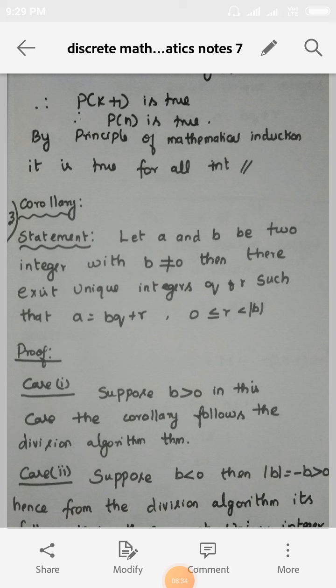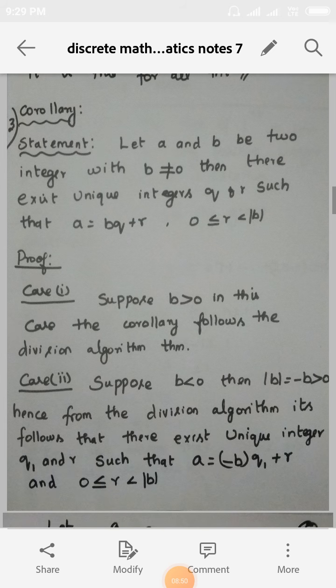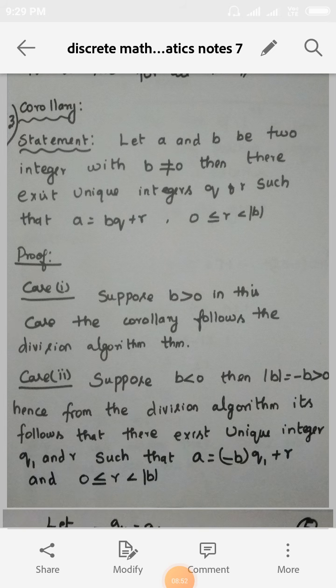What we are going to prove is: let A and B be two integers, and B is not equal to 0 is given. You have to show that there exist unique integers q and r such that A is equal to bq plus r, where r lies between 0 and modulus of b. So we have to prove this corollary by two cases.